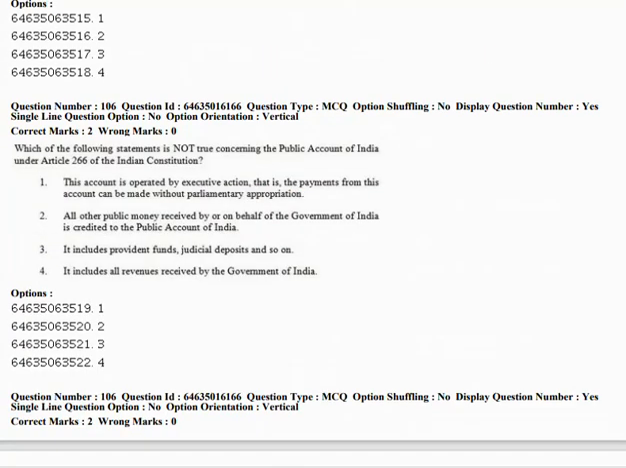106. Which of the following statement is not true concerning the public account of India under 266 of the Constitution of India? It is operated by executive action. Correct. All the public money received from behalf of government India is correct. It includes the provident fund. This is also correct. It includes the all revenues received by government of India. This is not coming in Public account. Provident Fund of India is going there. Means option number 4 is the correct answer.